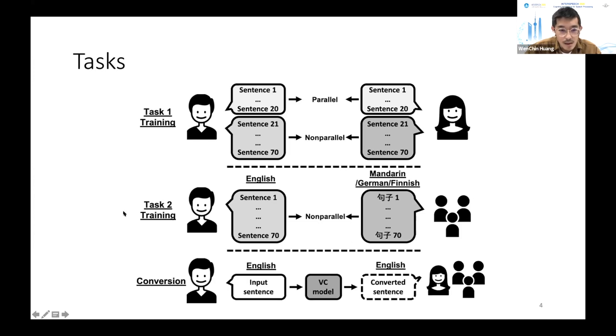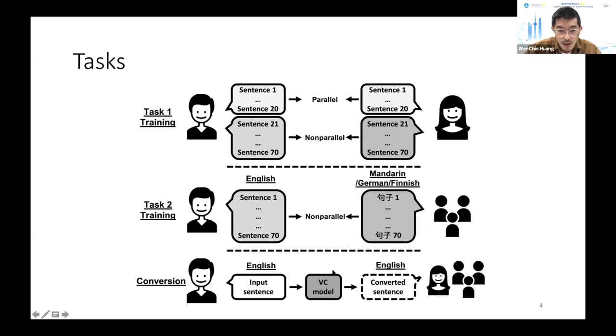The second task is the cross-lingual voice conversion. So here the source language is still English, but we have Mandarin, German, and Finnish as the target languages. During training, we provide training sentences in these languages from the target speakers. And during conversion, given an input English sentence, we want the VC model to convert it as if this English sentence is spoken by these target speakers.